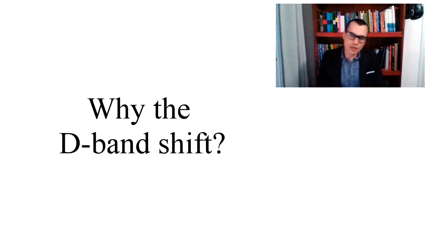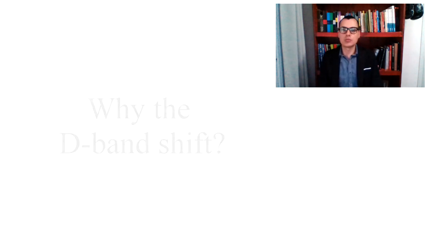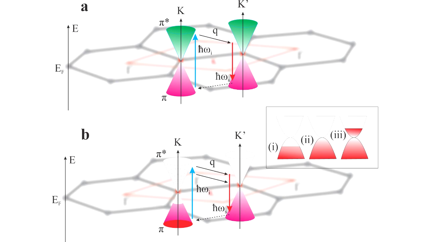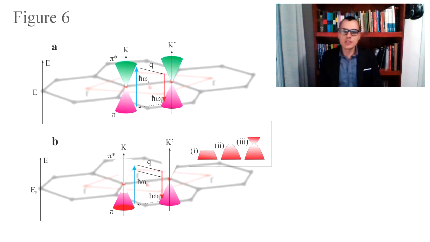Maybe you can ask me, Rafael, why the D band shift? Okay, to answer this question, we need to understand the phenomenon that gives rise to the D band. This phenomenon is called the double resonance process. Let's figure out how the double resonance process can explain this phenomenon. Such a process is related to defects or edges in these materials, which are the causes of the double resonance process.